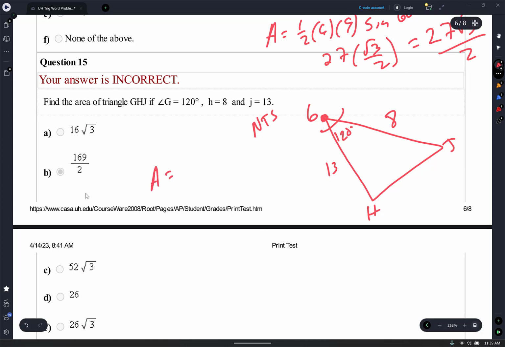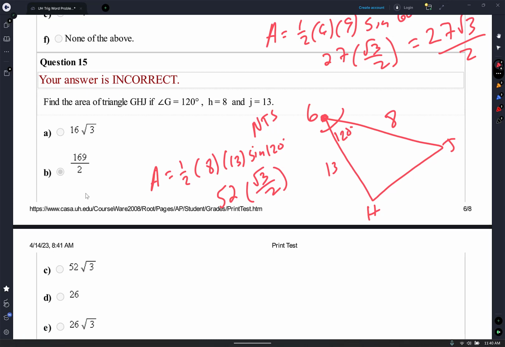So area is equal to 1/2, and I can use whatever side I want, 8 times 13 times sine of 120 degrees. So it's the same thing, guys. Half of 8 is 4. 4 times 13, 13, 26, 52. So I want to say that's 52. Now I make mistakes, so you can check my work. Sine of 120 is still going to be square root of 3 over 2. That's just from the unit circle. I know 2 goes into 52 26 times. So 26 square root of 3.